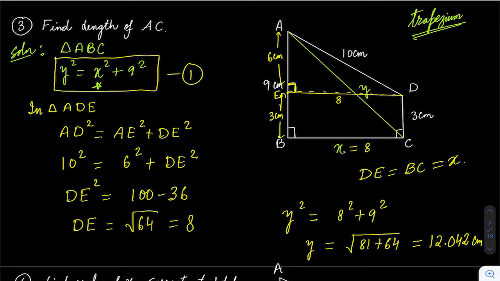And to find BC, what we have done is we have drawn a line parallel to BC from D. And then in triangle ADE, using Pythagoras theorem, we got the value of DE, which is the same as BC. So I hope everyone understands.